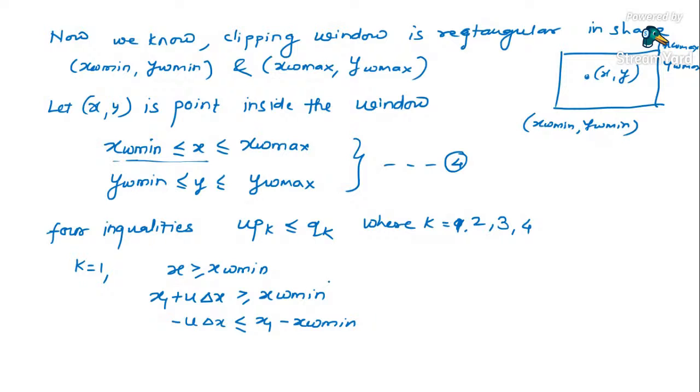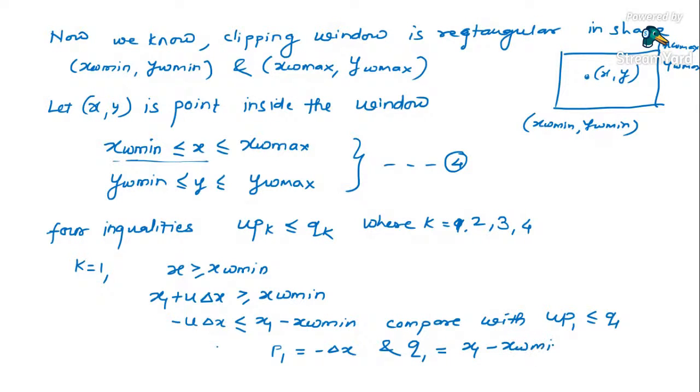Now you have to compare this with this one. For k equal to 1, u p of k, p1 less than or equal to q1. So what is the p1 value? p1 is minus delta x. And what is the q1 value? q1 is x1 minus xw minimum. So we have calculated p1 and q1 for boundary 1, that is nothing but the left.